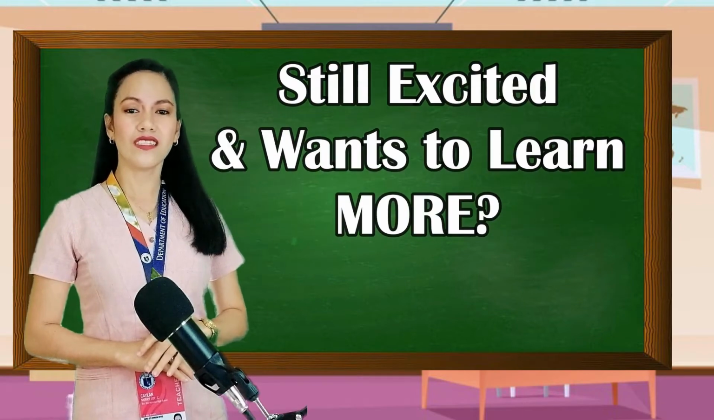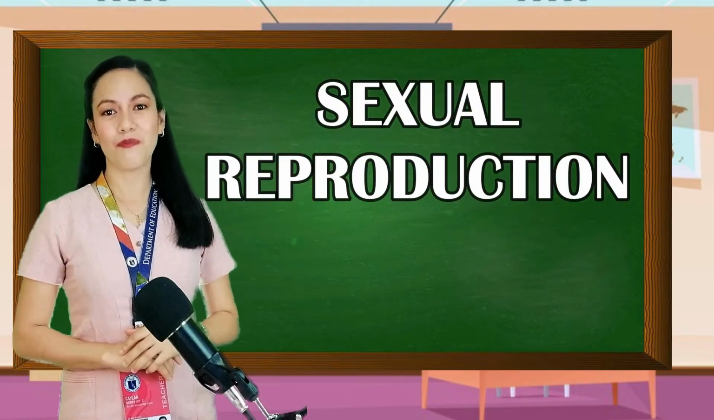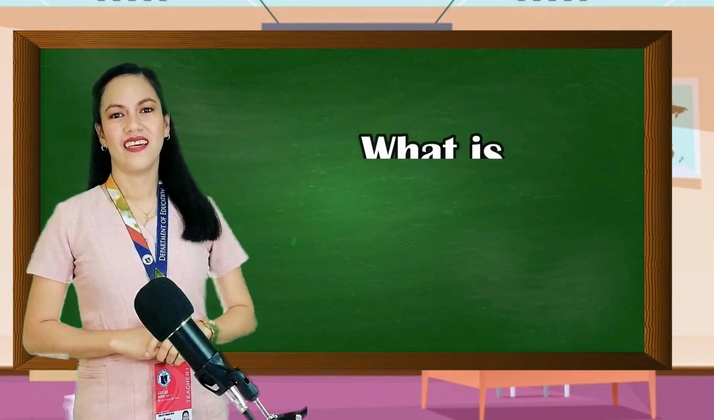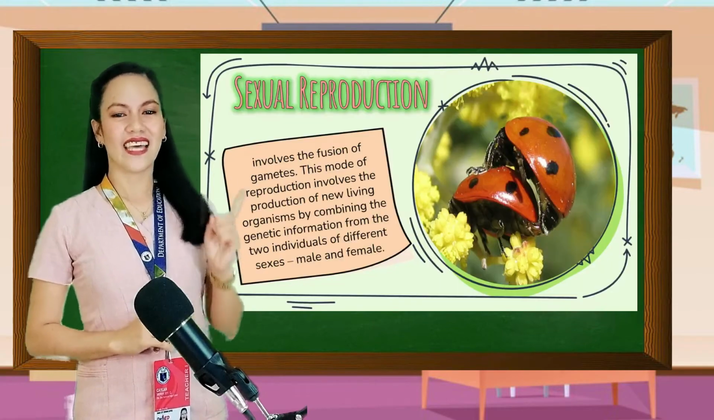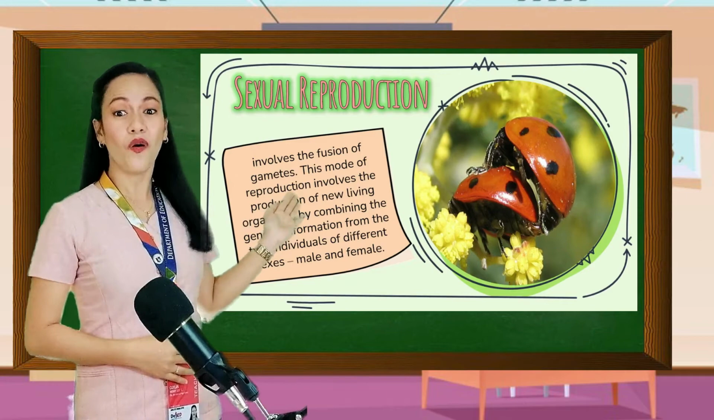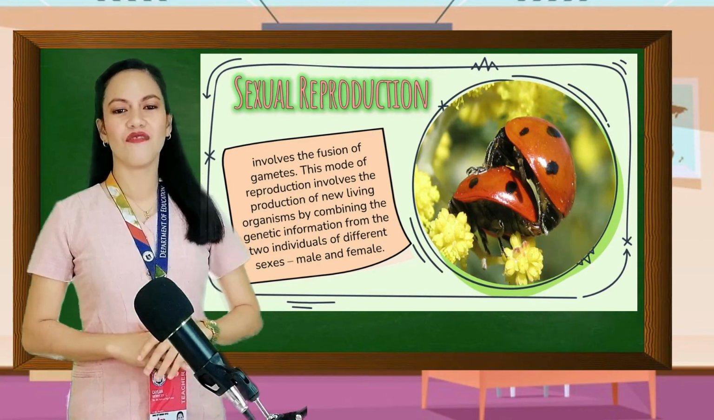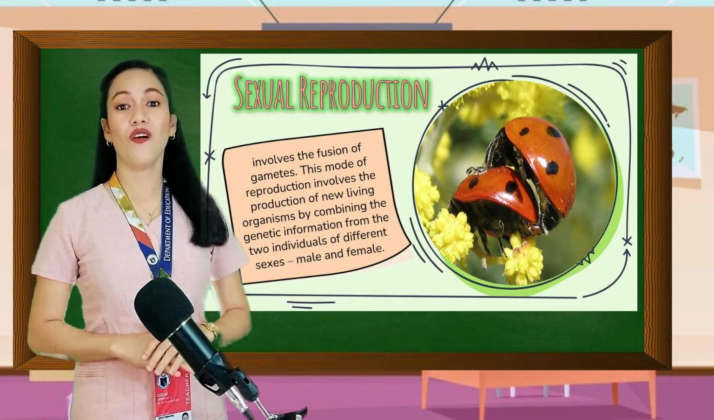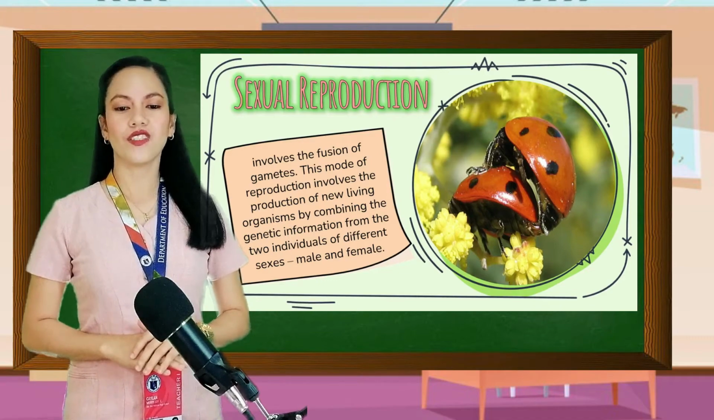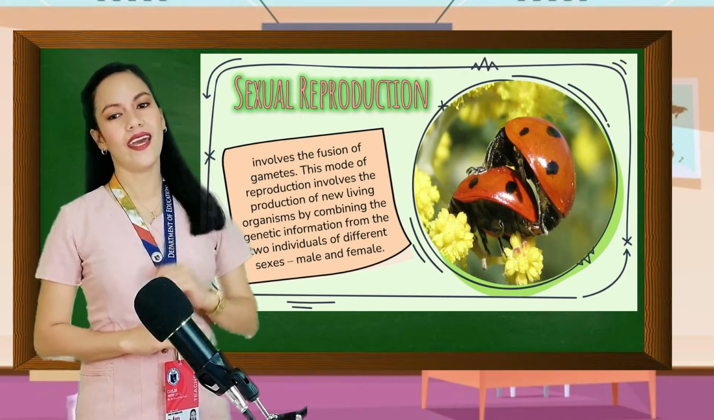Still excited and want to learn more about reproduction? Let's go with sexual reproduction. What is sexual reproduction? That's right! Sexual reproduction involves the fusion of gametes or sex cells. This mode of reproduction involves the production of new living organisms by combining the genetic information from two individuals of different sexes, the male and the female.